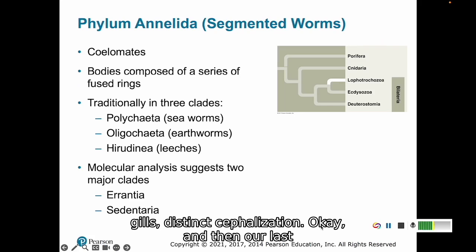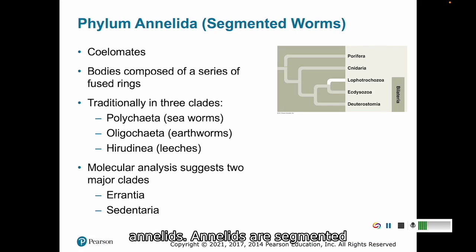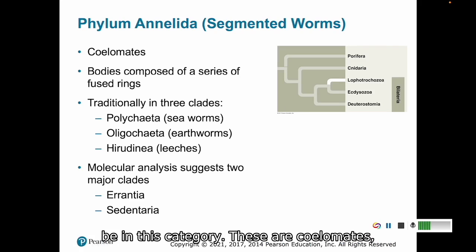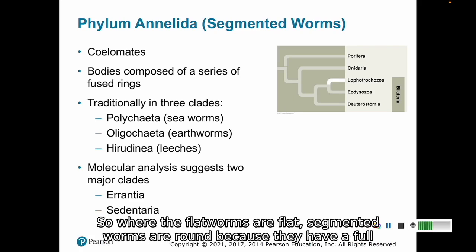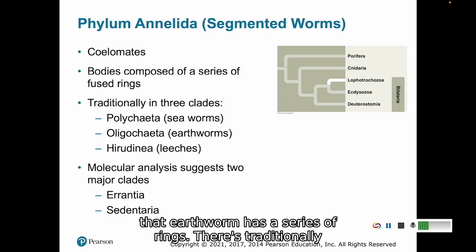Okay, and then our last phyla that we're looking at within our Lophotrochozoans are the annelids. Annelids are segmented worms, so something like an earthworm would be in this category. These are coelomates, so where the flatworms are flat, segmented worms are round because they have a full coelom. Their body is composed of a series of fused rings. So if you think of that earthworm, it has a series of rings.